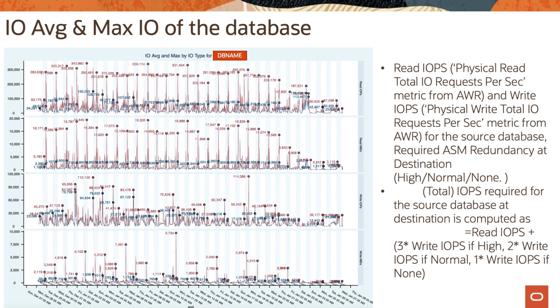This chart shows the IO average and max IO of the database, and read IOPS, as we already discussed, can be calculated from here, because you know how much read IOPS is and how much read MB per second, or write IOPS as well as write MB per second. So we can calculate those data easily for our sizing.